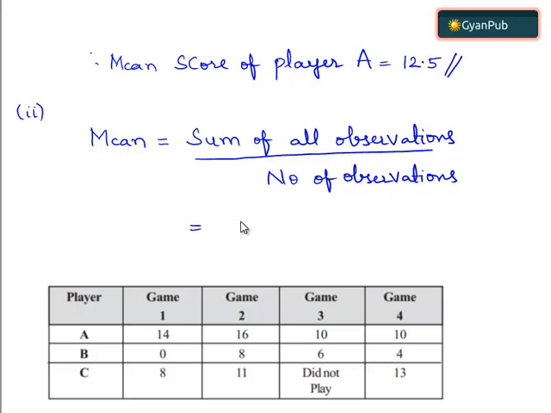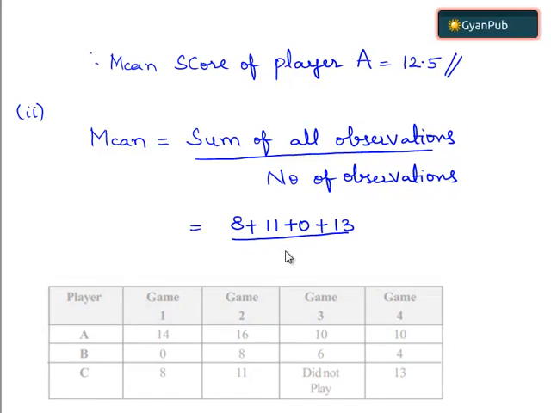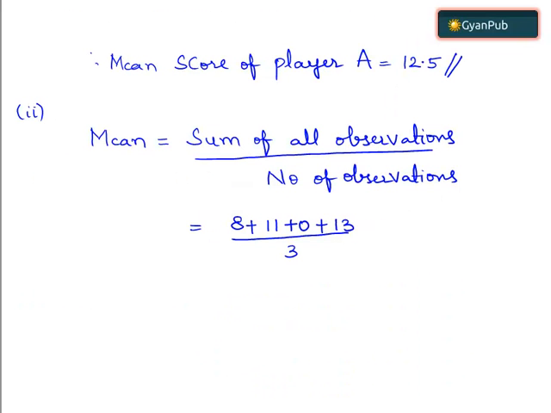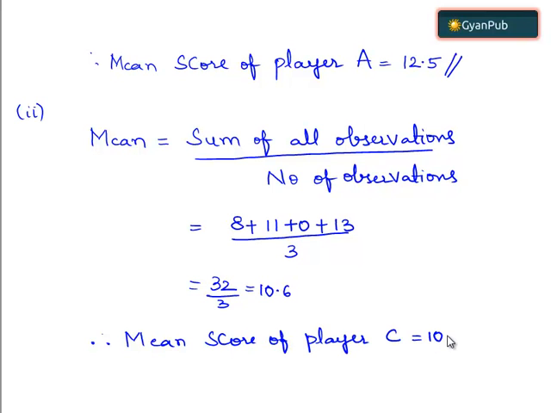Here the sum of all the observations is 8 plus 11 plus 0 plus 13. And the number of observations is 3, because player C did not play game 3. So we write the number of observations as 3. When we solve this, we get 32 by 3, which is equal to 10.6. Therefore, the mean score of player C is 10.6. Now let's move on to the third part.